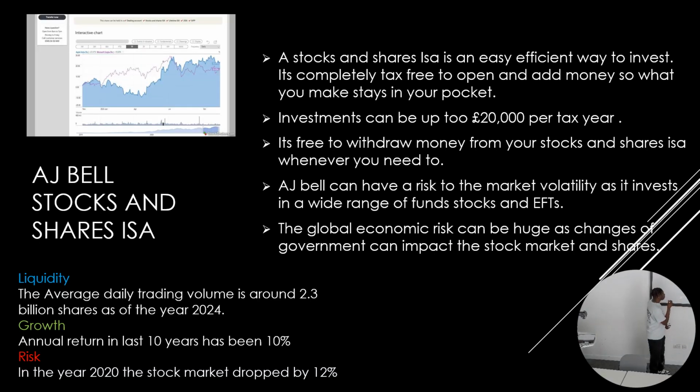AJ Bell stocks and shares ISA. A stocks and shares ISA is quite an efficient way to invest. It's completely tax free, and obviously you can take your money out and invest more money whenever you want to, and it's your account. With AJ Bell, investments are up to £20,000 per calendar year, so that'd be a good idea for the student to invest £20,000 in his first year with AJ Bell. It's free to withdraw your money whenever you need to, and you have full access to your account.